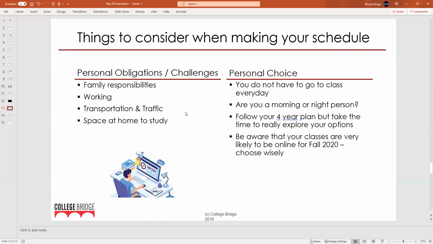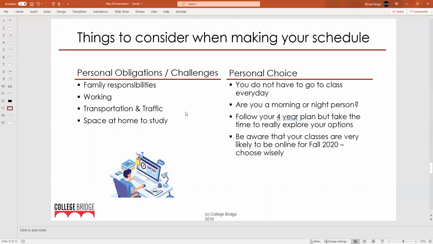And then thinking more on, what if we're still at home and online? What does your study space look like? You're just finishing up your high school classes, and how has it been to study at home? Because you're going to be doing more of that next semester.